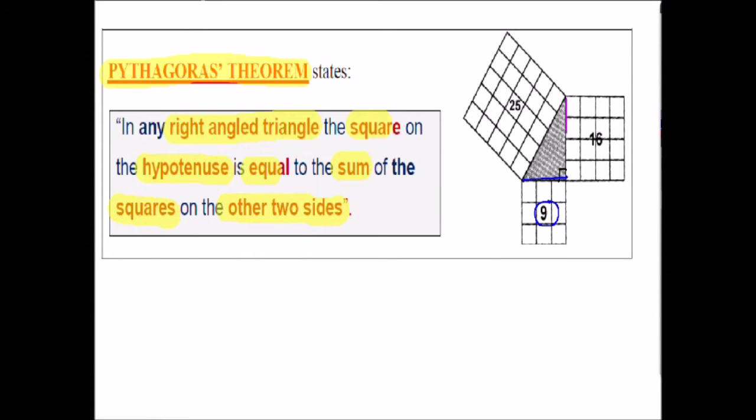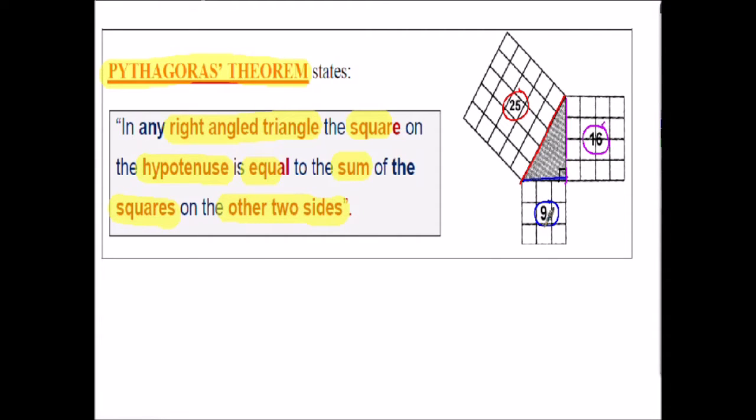This vertical side here has a length of 4 units, and if we square that, we get 16. This longest side, often called the hypotenuse of the triangle and opposite the right angle, has a length of 5 units. If we square 5, we get 25.